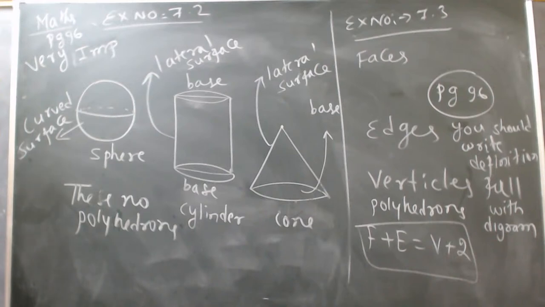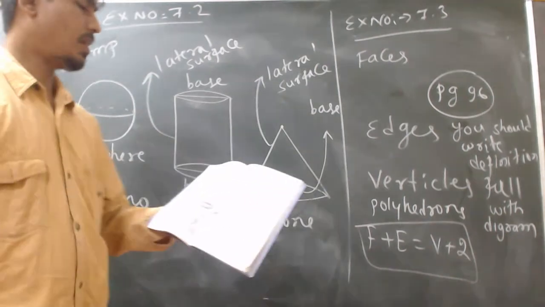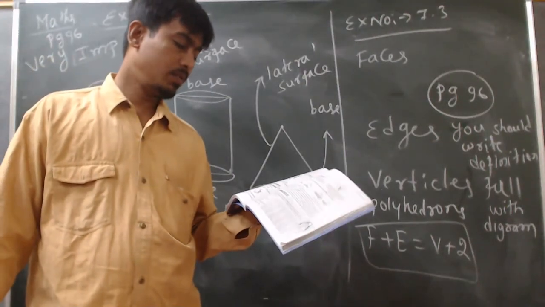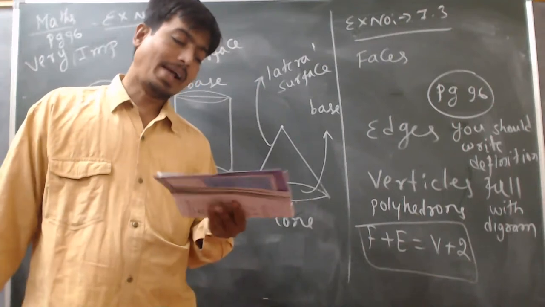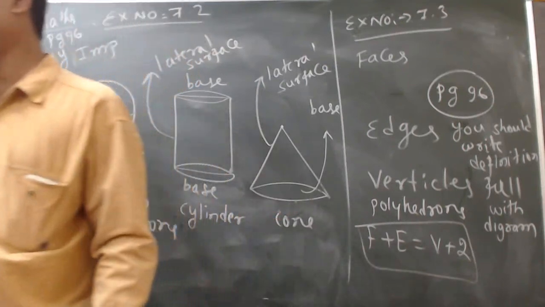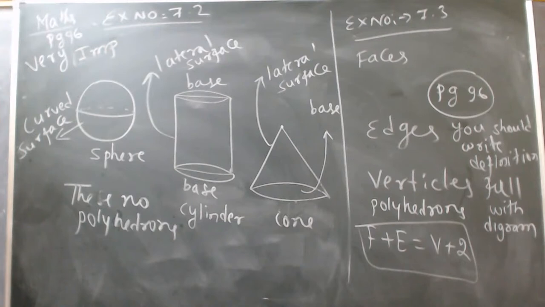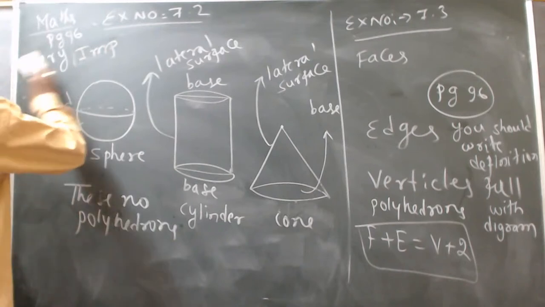And still many more diagrams are there. Page number 96 and page number 97. Now I'll make you know how many vertices, edges, and faces there will be for each geometrical shape. Very important. I'm giving it on the board today.